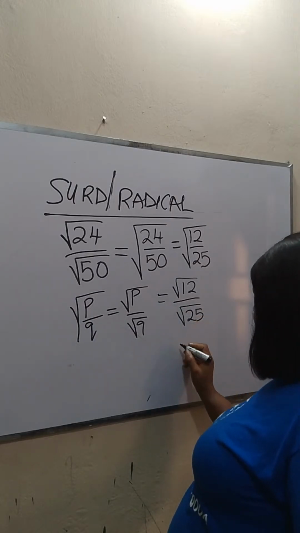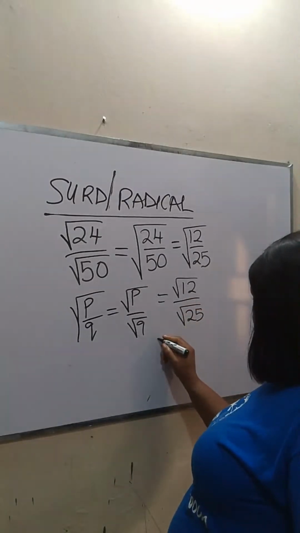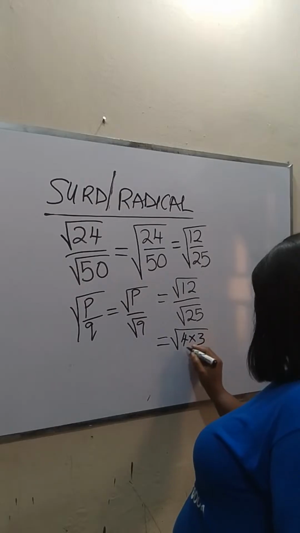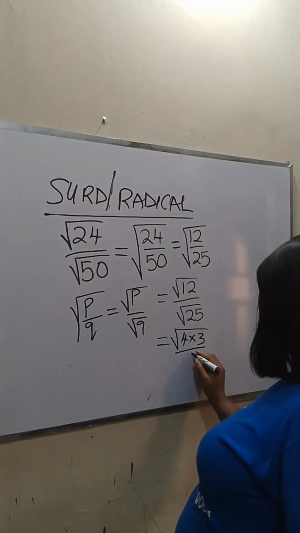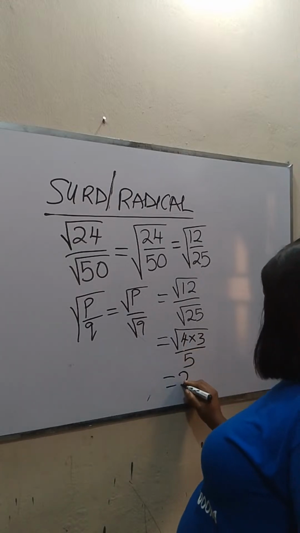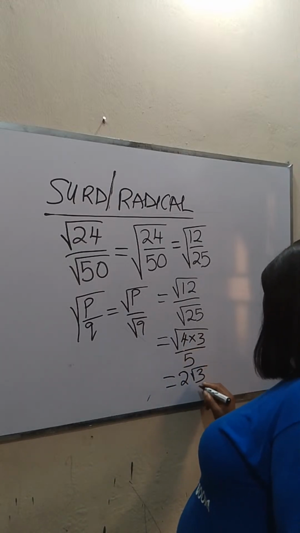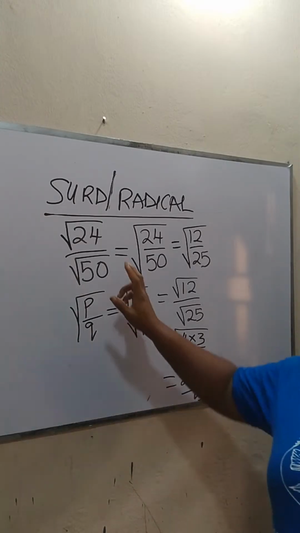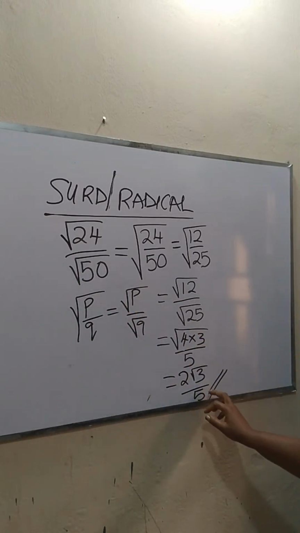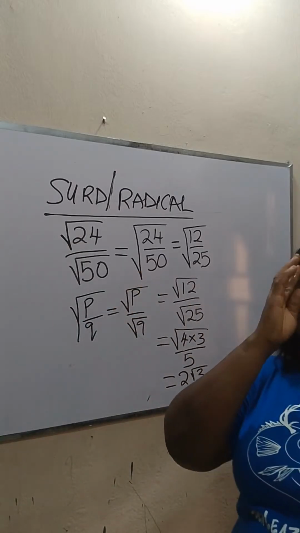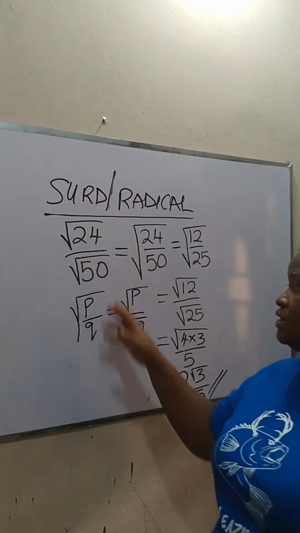Root 12 is equal to the square root of 4 times 3, all over root 25, which is 5. Root 4 is 2. So we have 2 root 3 all over 5. So this is the answer to this question. Hope you understood what I did.